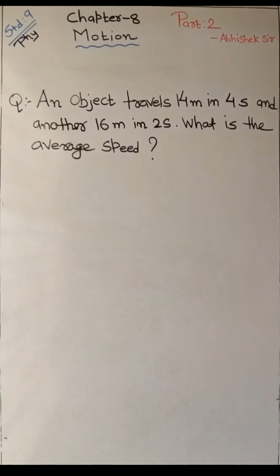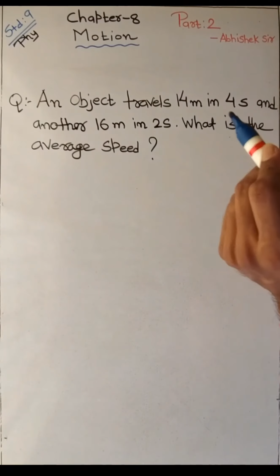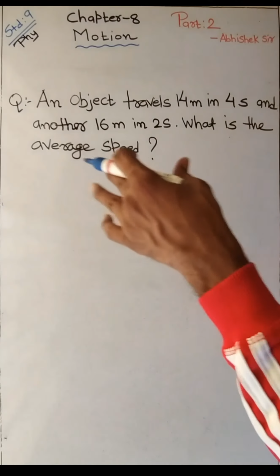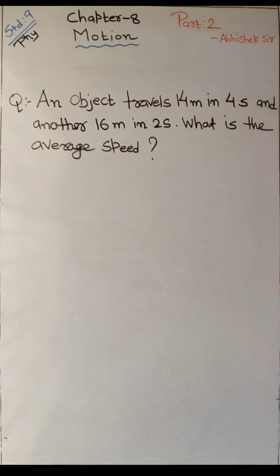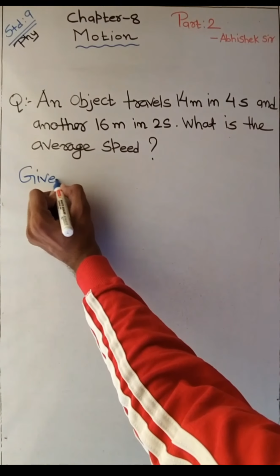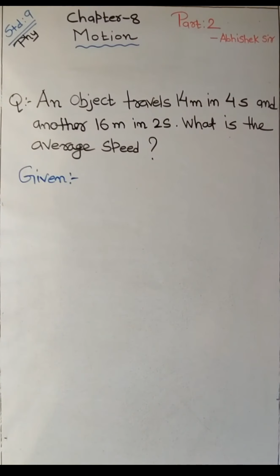Now why we are finding average speed is that I have already told that whenever the object does multiple motions in multiple times, we are finding average speed, that is overall speed, right? So let us quickly start with the first step of solving the numerical, that is finding out what is given.